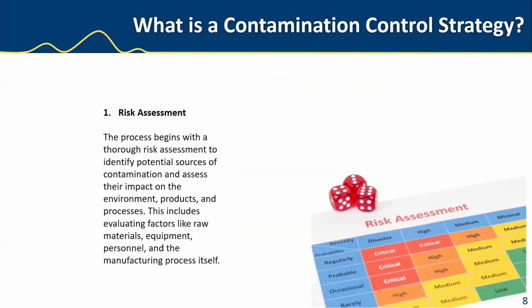It's about a risk assessment. The process begins with a thorough risk assessment to identify potential sources of contamination, assess their impact on the environment, products, and processes. And this includes evaluating factors like raw materials, equipment, personnel, and the manufacturing process itself. So you're going to be looking at everything that's brought into the facility, the actions within the facility. If you're looking at the room, you're looking at traffic flow, product flow, all that sort of stuff.